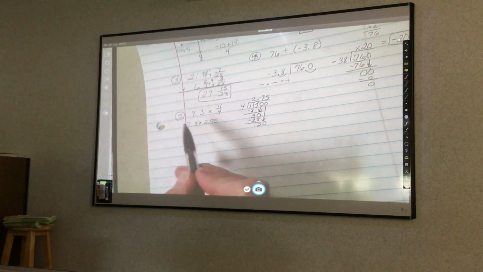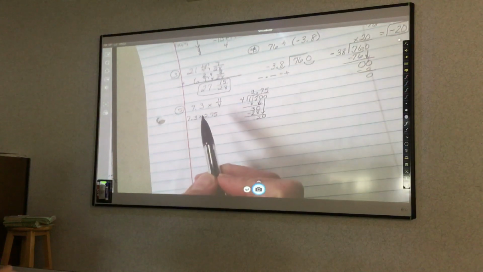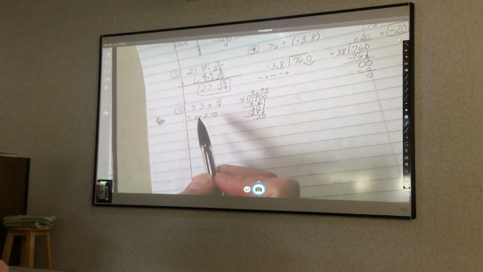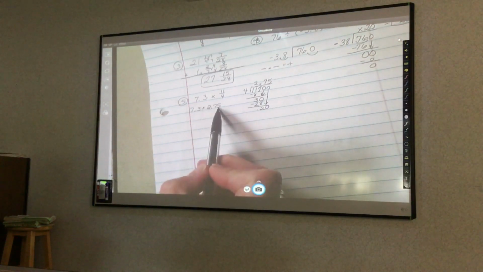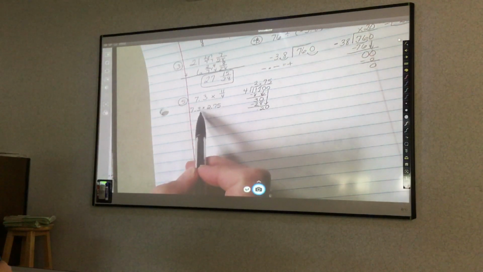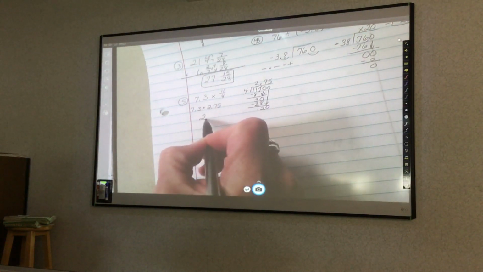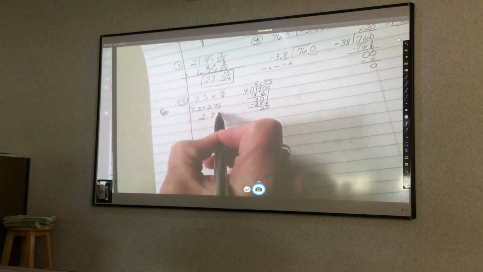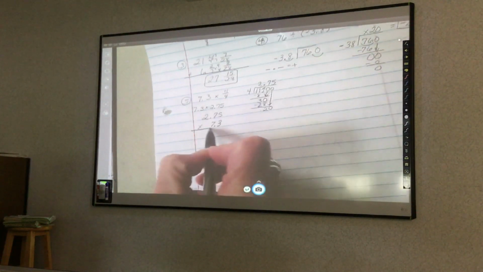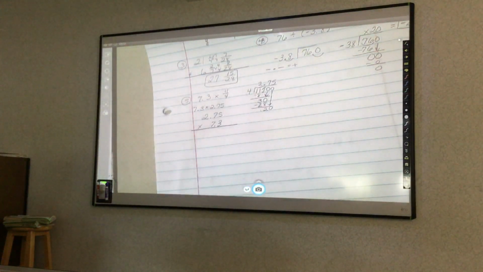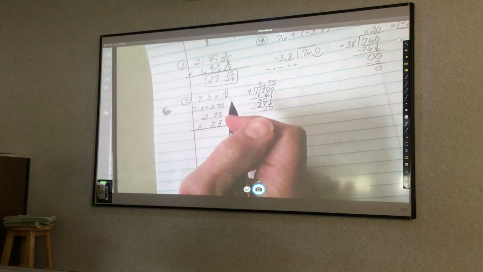You must write it up and down. And I can start with either one. So I'm always going to put the one with the most digits on top. So I'm going to put 2.75 on top times 7.3. When you're multiplying with decimals, you forget that decimal's there and just multiply like normal.